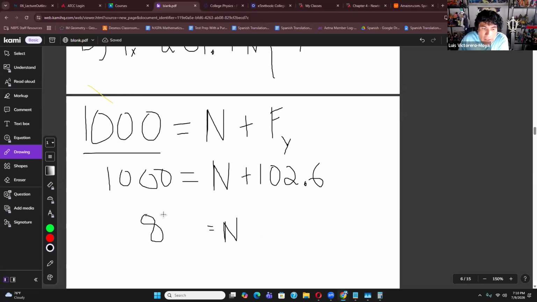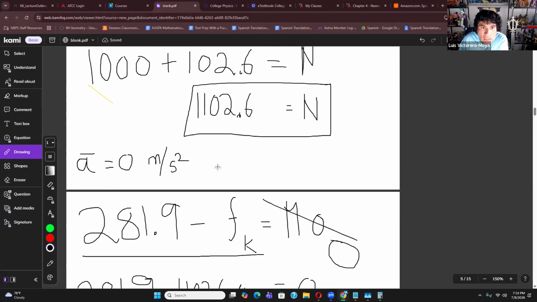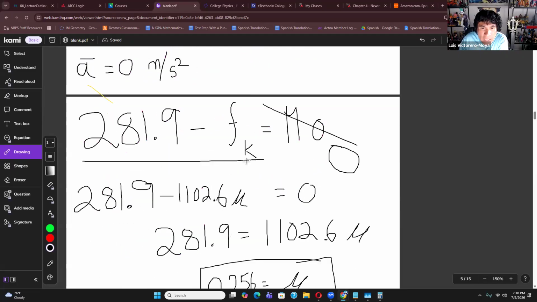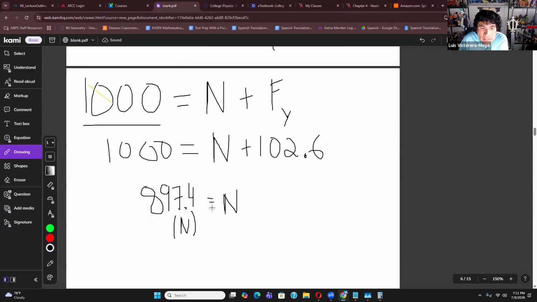897. Okay, physically, let's do the science of this. Can somebody explain to me why the normal is less now than here? Here the normal was this. Now for this case, when you are pulling, the normal is less. Why?